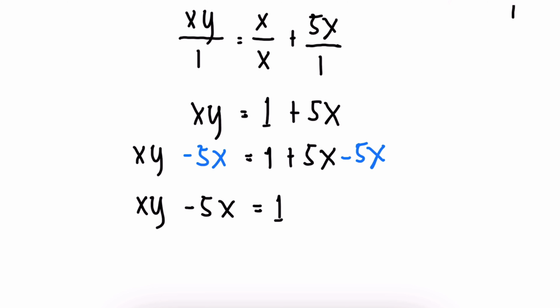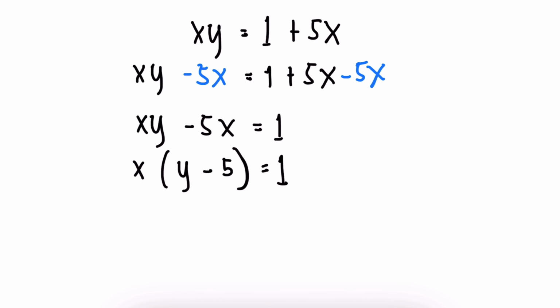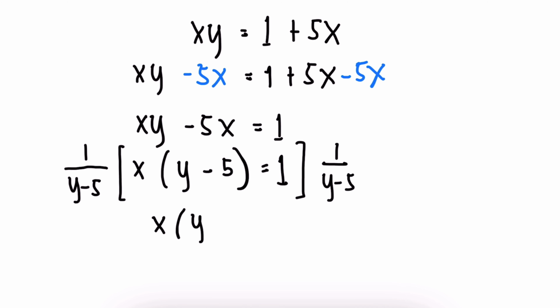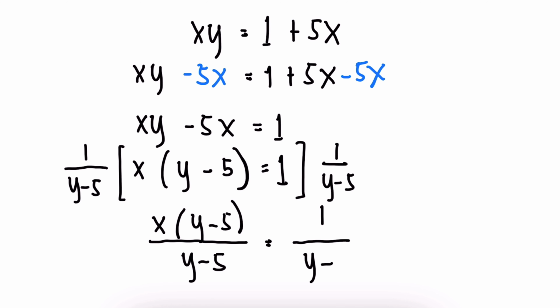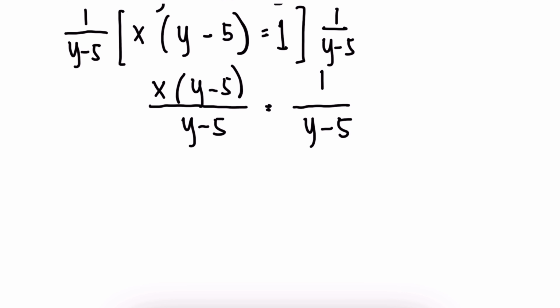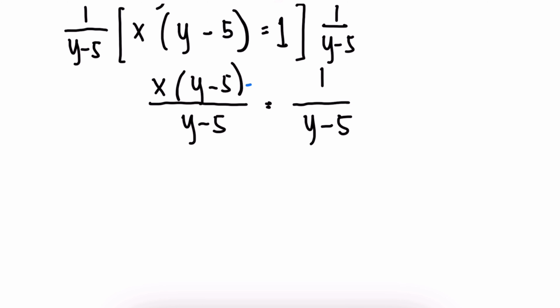To solve x in terms of y, factor xy minus 5x. That is x times the quantity of y minus 5 is equal to 1. To solve for x, multiply both sides of the equation by the reciprocal of y minus 5. It will become x times the quantity of y minus 5 over y minus 5 is equal to 1 over y minus 5. To simplify, on the left side of the equation, cancel y minus 5. So the resulting equation now is x is equal to 1 over y minus 5.